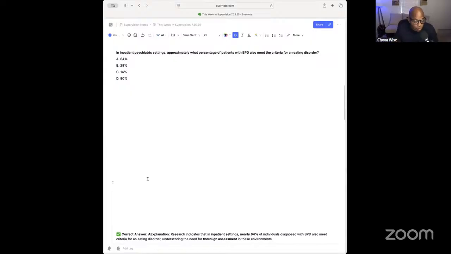Research indicates that in inpatient settings, nearly 64% of individuals diagnosed with borderline personality disorder also meet criteria for an eating disorder. Now, notice what was the difference between the first question and this one? The difference is that we are talking about inpatient. So there's a stronger correlation with individuals who have borderline personality disorder who are inpatient who also have a diagnosis of some sort of eating disorder. So that's something to keep in mind.